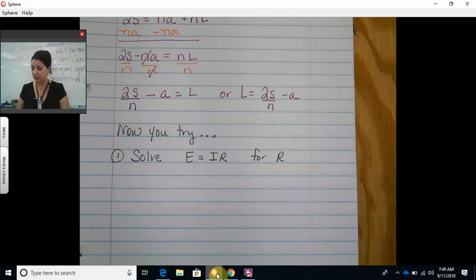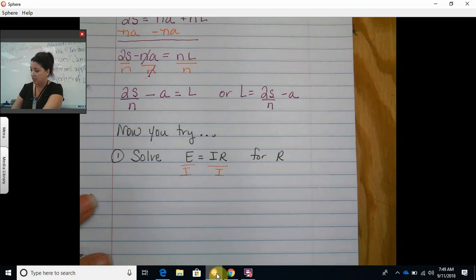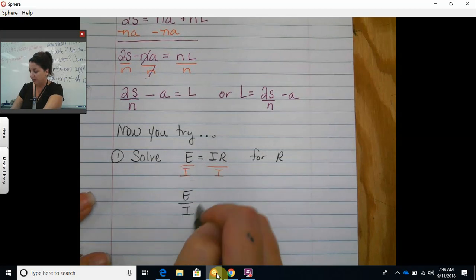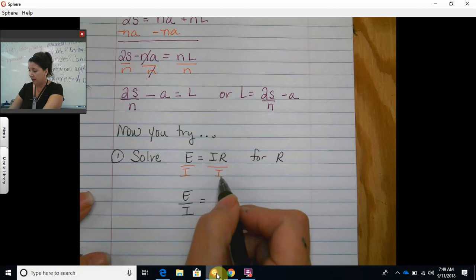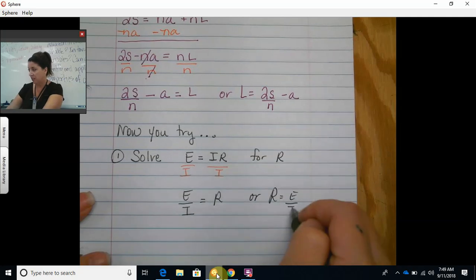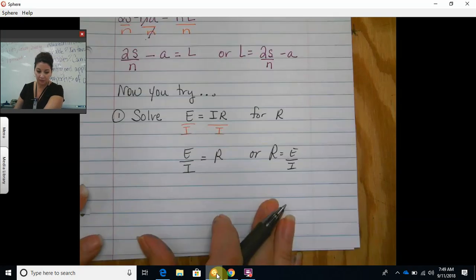What do I do first, y'all? Divide by I. Trying to get R by itself, so that'd be a good start. So E divided by I is E divided by I. And IR divided by I is just R. Everybody get that? Okay.